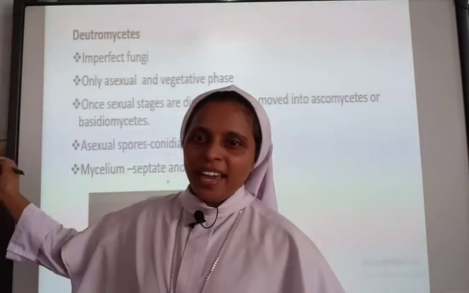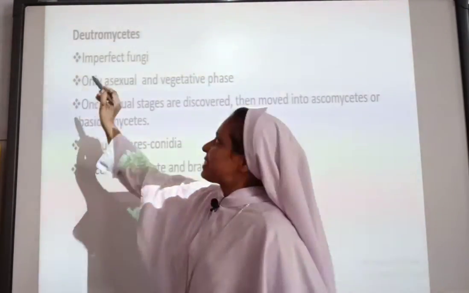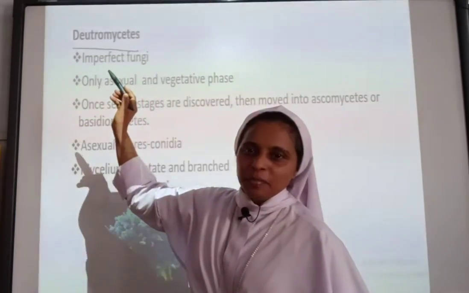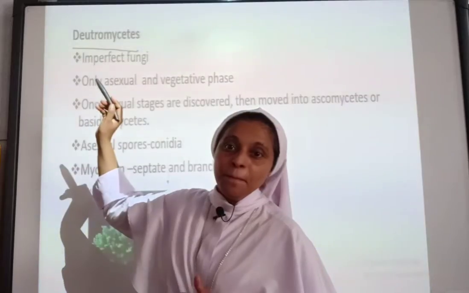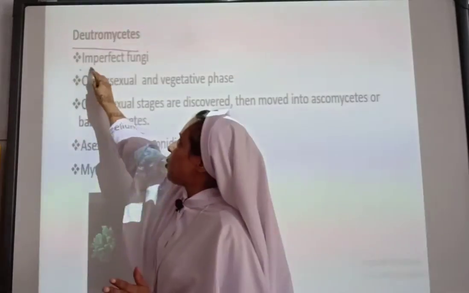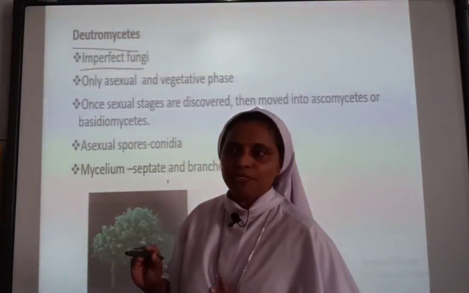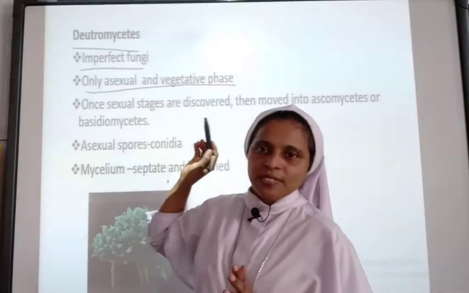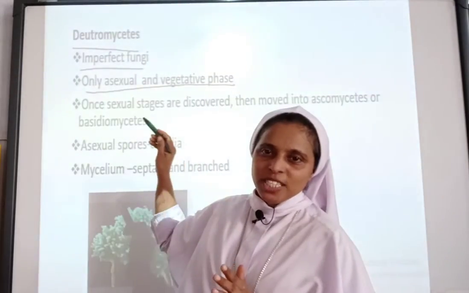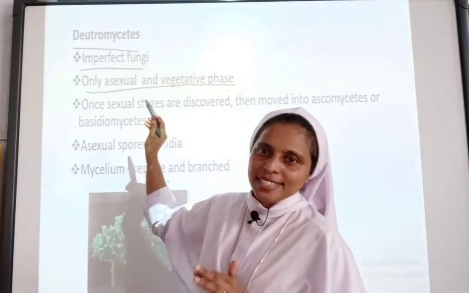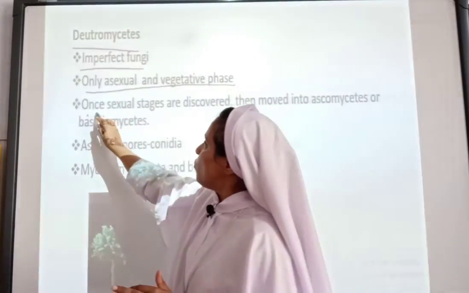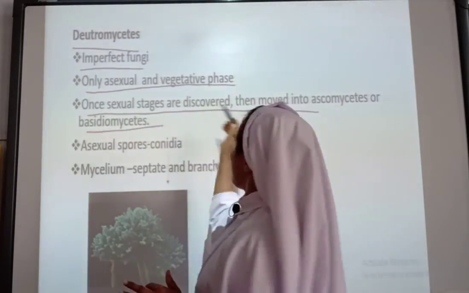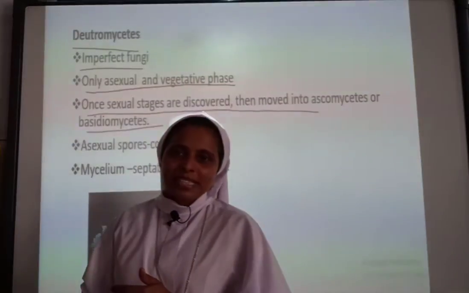The last group is the deuteromycetes. They are called imperfect fungi. Only the asexual and vegetative phase is seen here. Once sexual stages are discovered, then it moves into the ascomycetes as well as the basidiomycetes group.